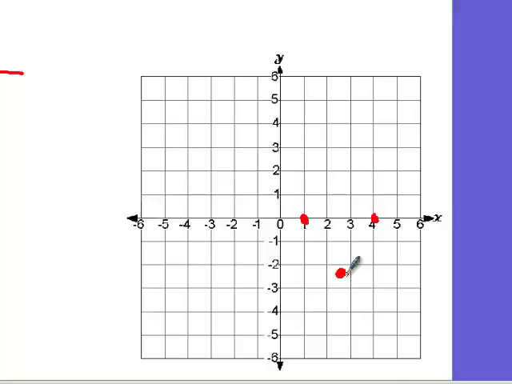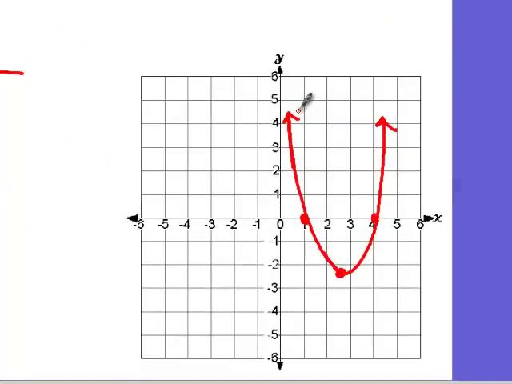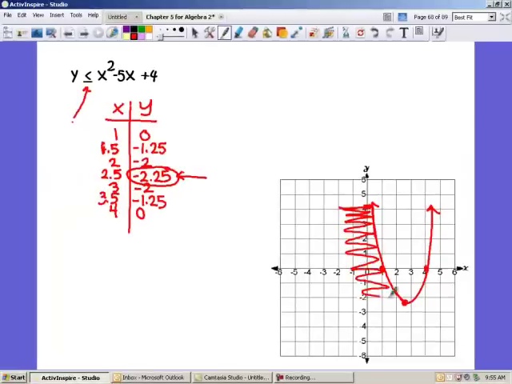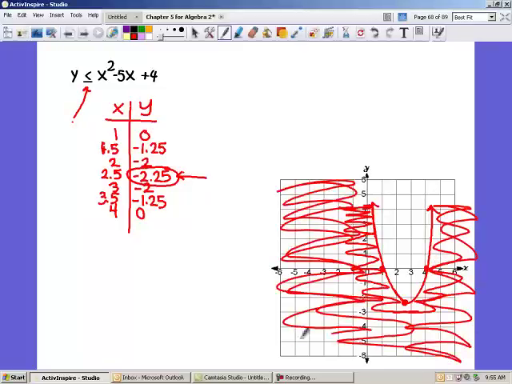And now we just need to make sure, do we need to connect this with a solid or a dotted line? And if you look at that symbol, it has the solid line underneath of it. So we're going to connect it with a solid line. And we are going to shade below it because this is a less than sign. Now below this U would be all underneath of it. And now you're complete with the problem.